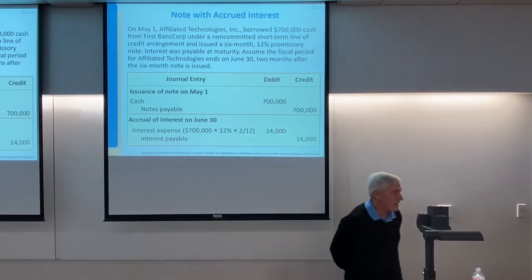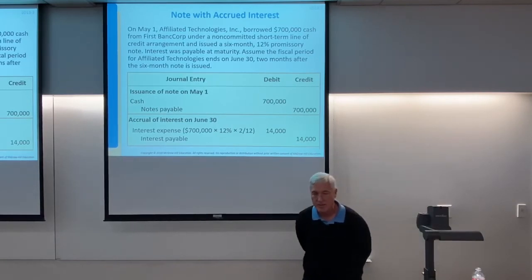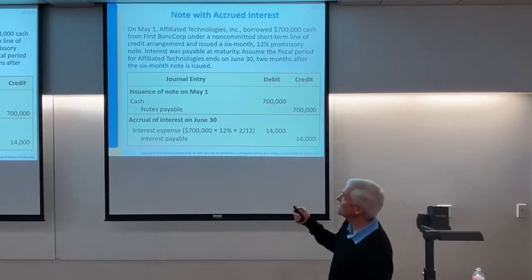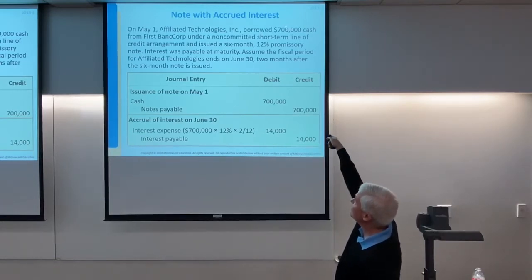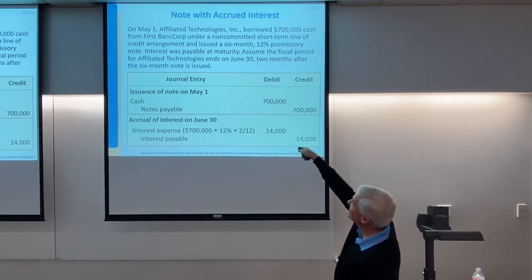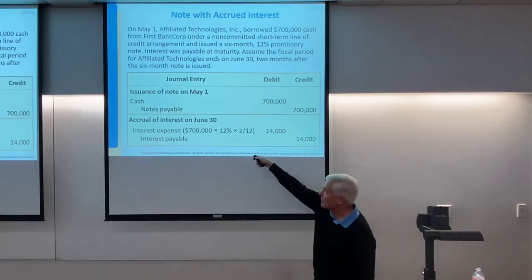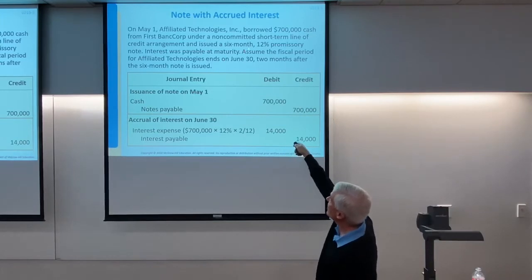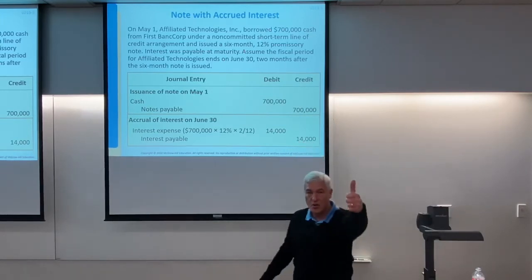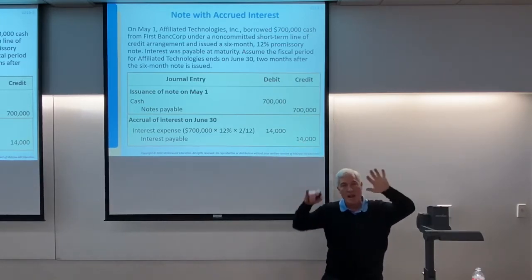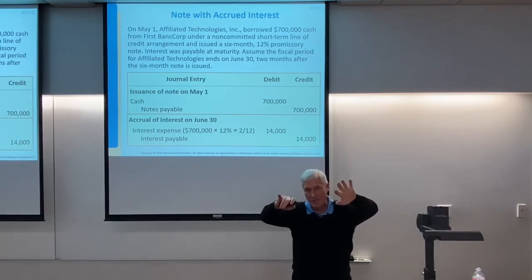So let's go back and look at it. We've got another notes payable here, and this is an entry you will be accountable for on the first exam. Here we've got the same $700,000, 6-month note, 12%. The note was issued on May 1st. And when will it get paid? 6 months, let's say June, July, August, September, October. It won't get paid until November 1st.